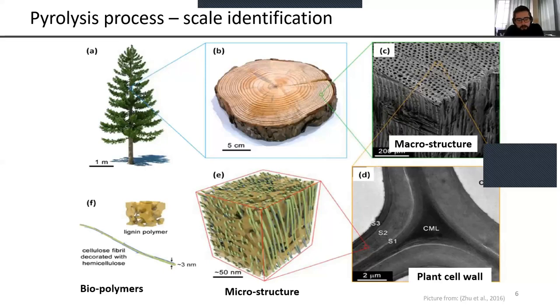And then further magnification will show us the microstructure of the plant cell walls, which is built from biopolymers. And these compounds really degrade during the process. And these are the cause of changing of the whole parameters of the biomass during the process. So typically, the major components of the biomass structure are cellulose, hemicellulose and lignin. The cellulose is in the form of long fibrils, which are usually decorated by the side chains of the hemicellulose. And the lignin polymer doesn't really have a specified structure. It's like a glue of the cellulose and hemicellulose biopolymers.